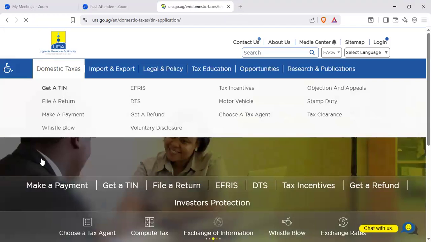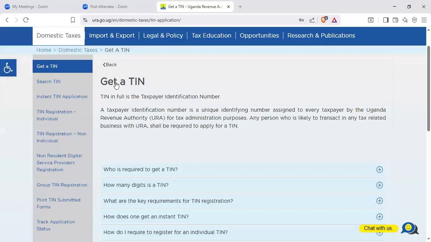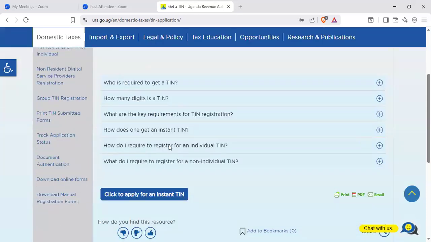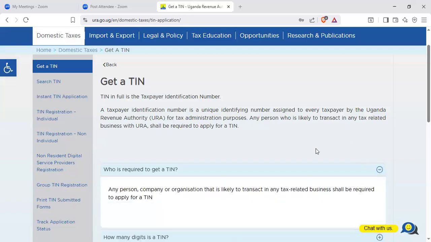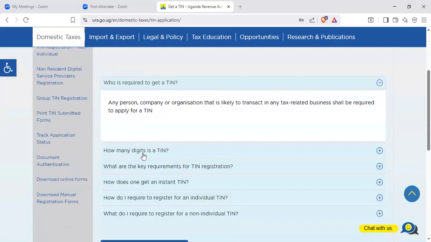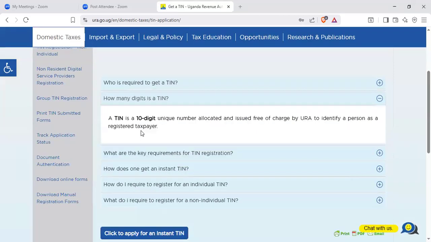So once you click on Get a TIN, you will see this menu. You can even read through who is required to get a TIN. You can read through and see information, such as how many digits. Of course, these things are going to change because of the national ID requirement. They will amend some of the things.